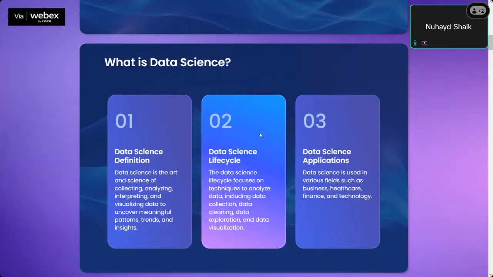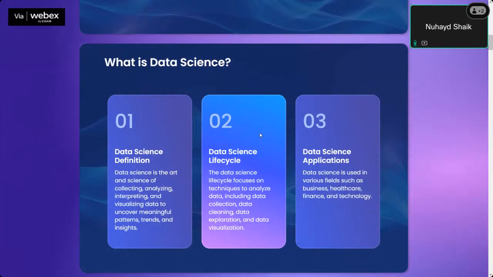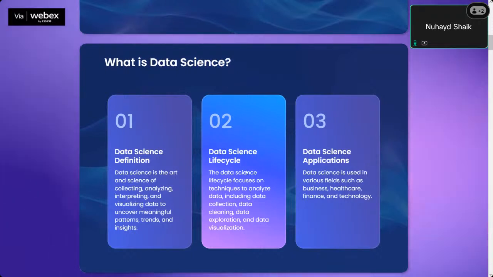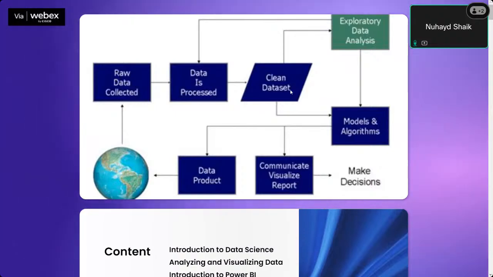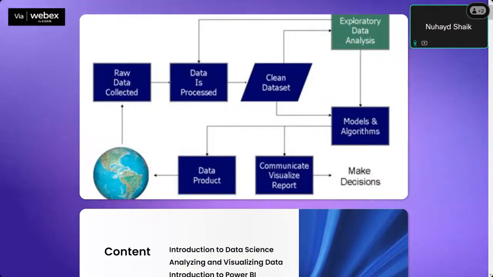Data science life cycle. So what exactly does life cycle mean? Right? The data science life cycle focuses on techniques to analyze data, including data collection, data cleaning, data exploration, and data visualization. So as you saw in this flow chart, once the data is collected, you need to perform a set of operations, right? What those operations could be: processing the data, cleaning the data, visualizing the data, right? Or perform some analysis on the data, or build it into a model or a system.